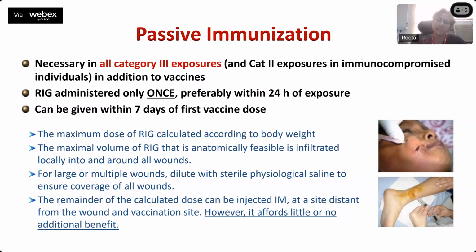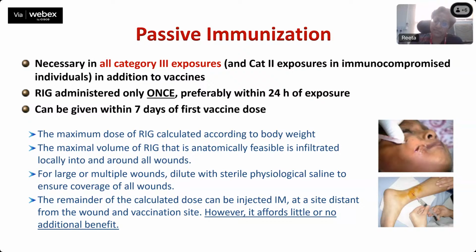So how do you administer passive immunization? It is mandatory in category 3 exposures, also in category 2 exposures in immunocompromised patients. RIG is administered only once, unlike vaccines, preferably within 24 hours of exposure. But if you cannot give it within 24 hours, you can still give it within 7 days of administration of the first dose of vaccine. After that, it is not of much use because within 7 days, the active immune response following vaccination will kick in and therefore it does not have much utility.